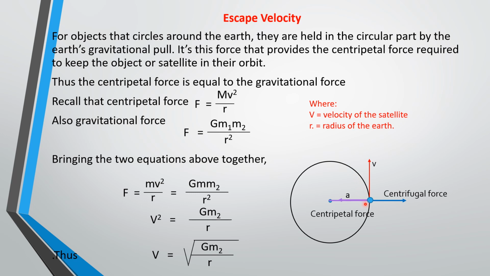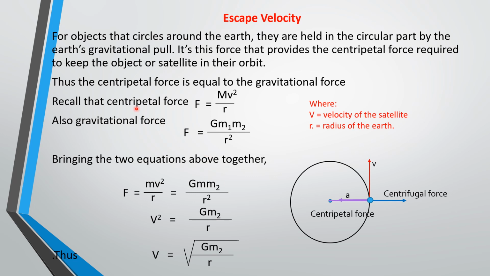If we take this as a satellite that is orbiting the Earth, and this is the Earth, there is a force pulling the satellite towards the center of the Earth, and it is this force that keeps the satellite in orbit. This force is also equal to the gravitational pull of the Earth on the satellite.